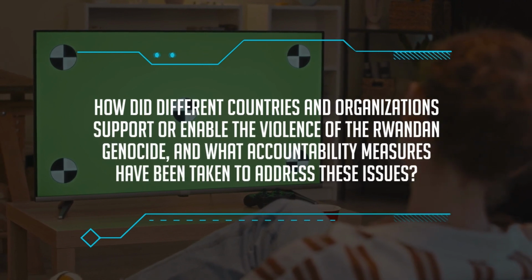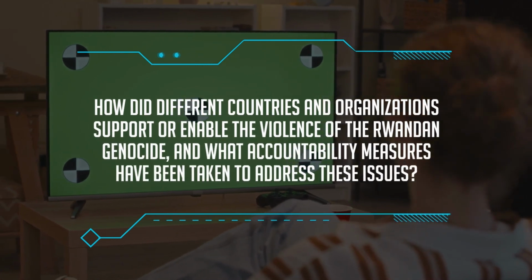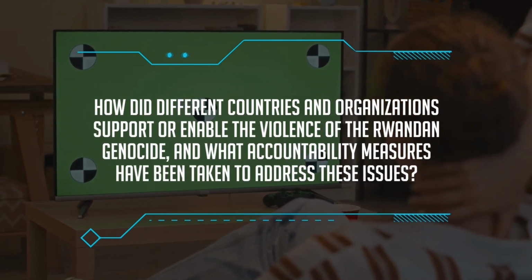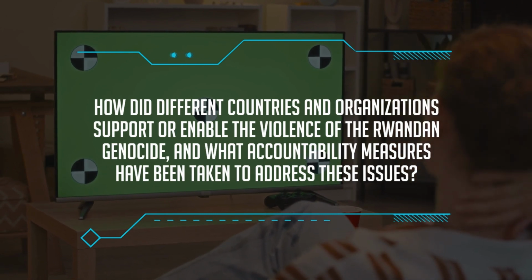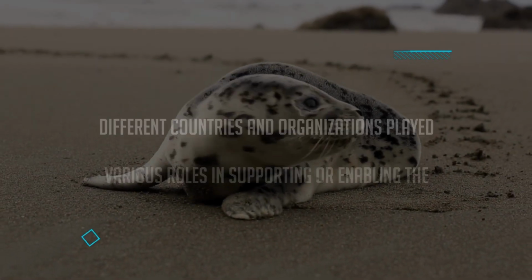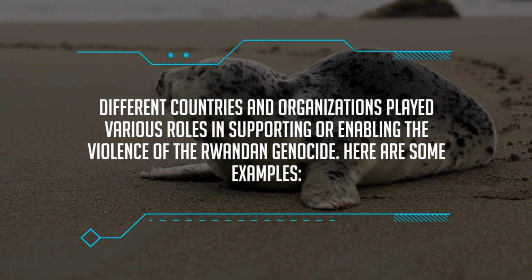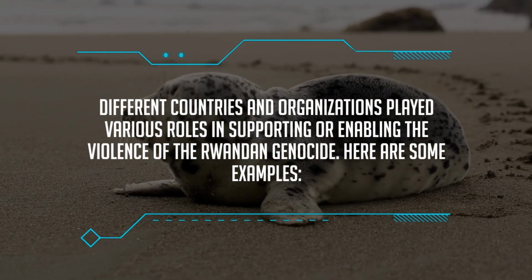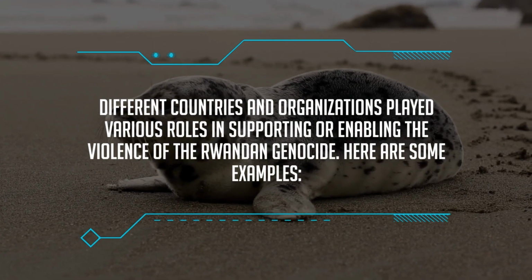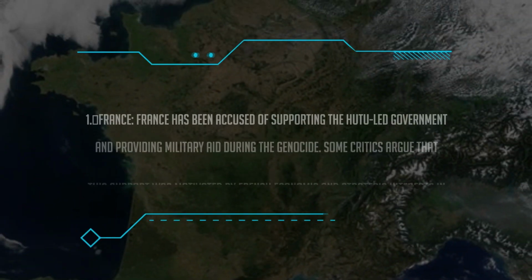How did different countries and organizations support or enable the violence of the Rwandan genocide, and what accountability measures have been taken to address these issues? Different countries and organizations played various roles in supporting or enabling the violence of the Rwandan genocide. Here are some examples.